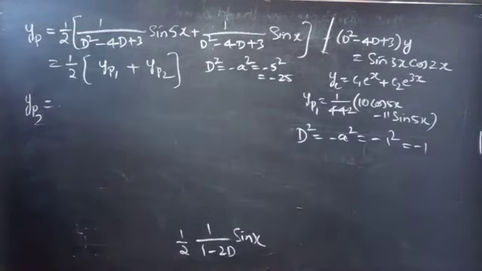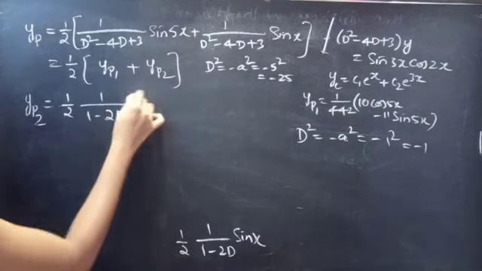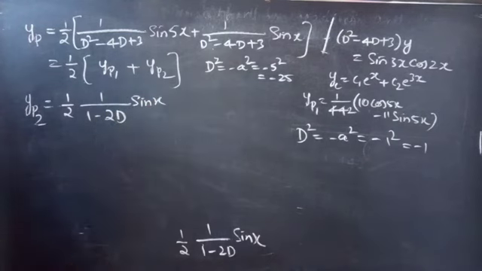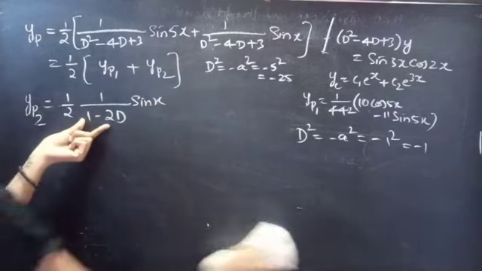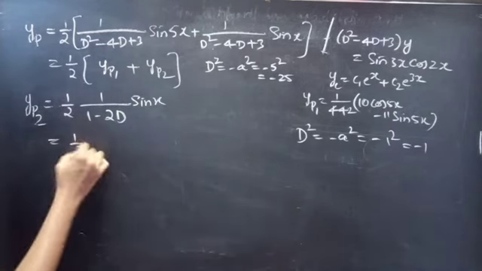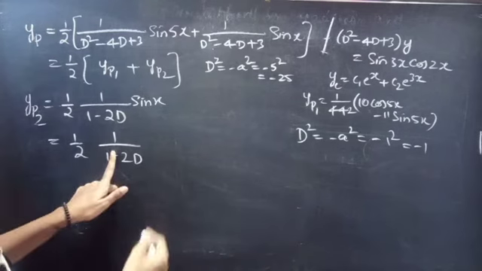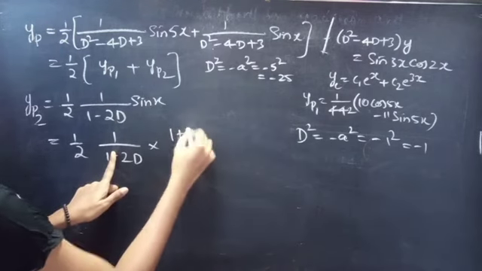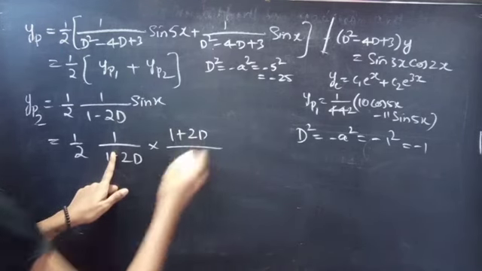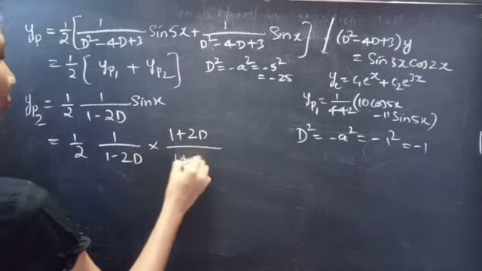So we are having yp2 equals 1 by 2 into 1 by 1 minus 2D into sine x. Now, if you notice, in the denominator you are having 1 minus 2D. So what I'll do is we'll just change the sign, then we'll get 1 plus 2D. Now we'll multiply and divide with 1 plus 2D to this fraction.